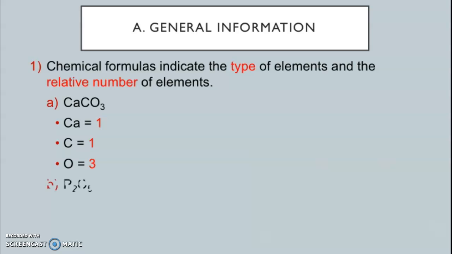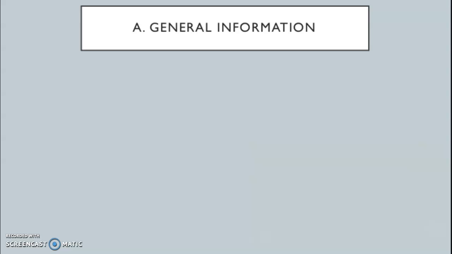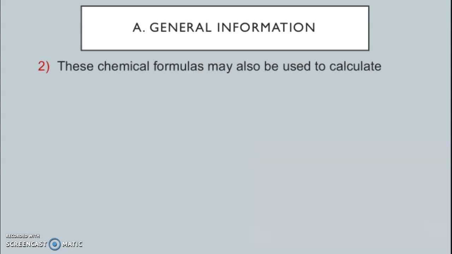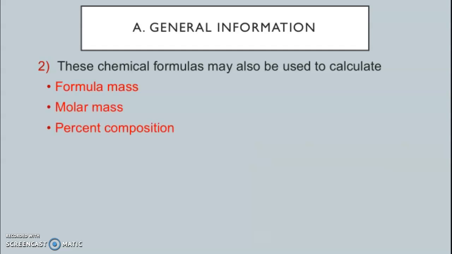Okay, next, our second example, P2O5. So P2O5 would mean there's 2 phosphorus and there's 5 oxygen in that particular covalent compound. Okay, so what are we going to use this stuff for? We are going to use this in just a minute to calculate a mass. So we're going to use our chemical formula to figure out the formula mass, the molar mass, and then percent composition. So percent composition is the big thing that we're heading for here. These other steps are on our way there.